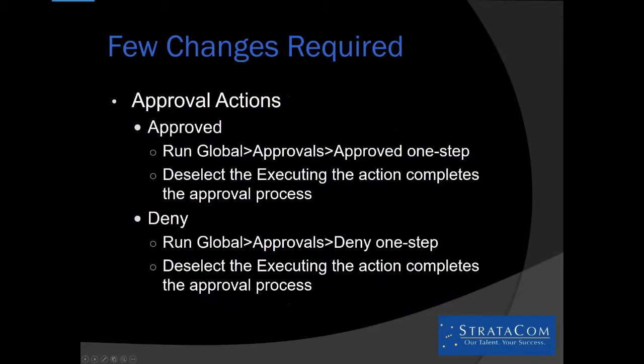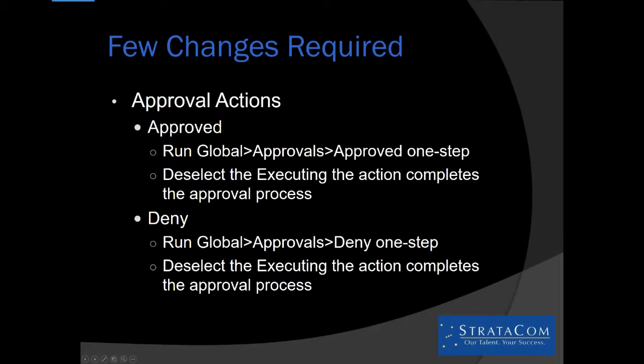Then you're going to navigate down to the approval actions on that approval. And for approved, you're going to run the one-step under global approvals, and there's going to be an approved one-step that got put there. You're going to run that. And you also want to deselect the executing this action completes the approval process.